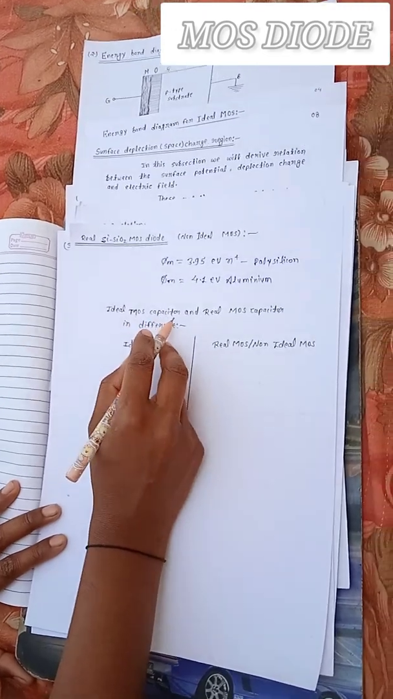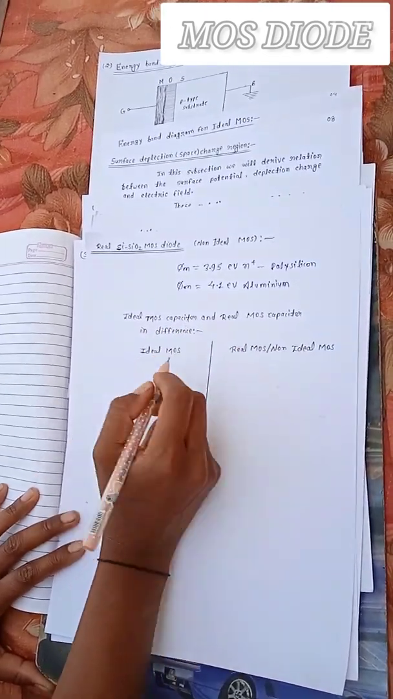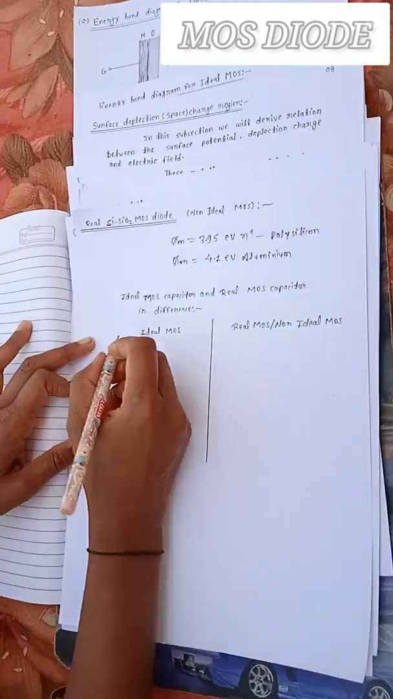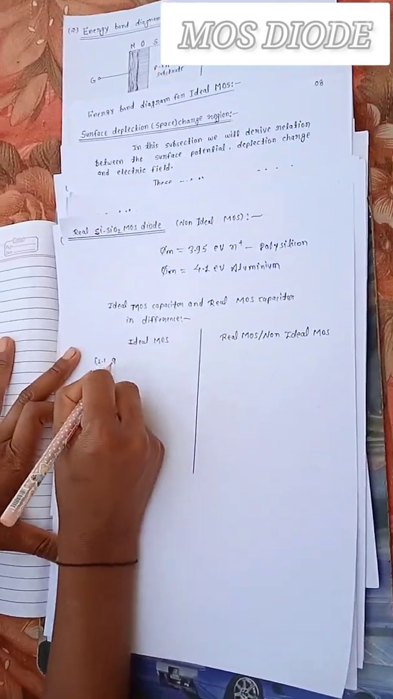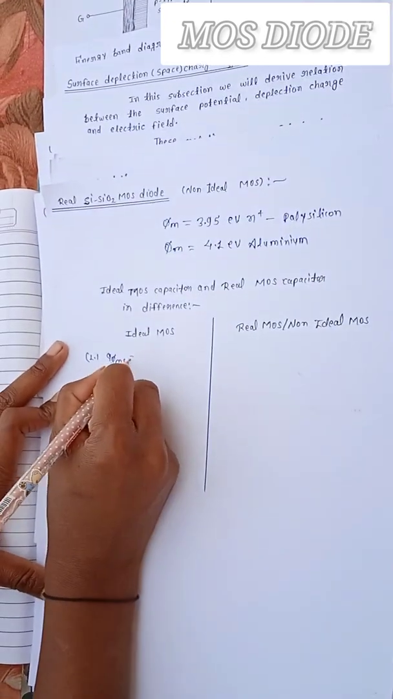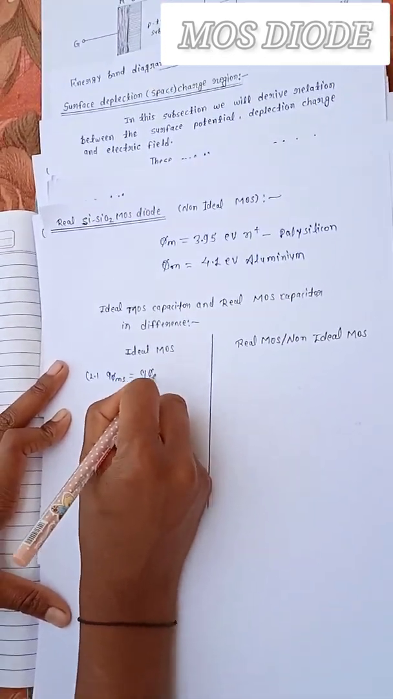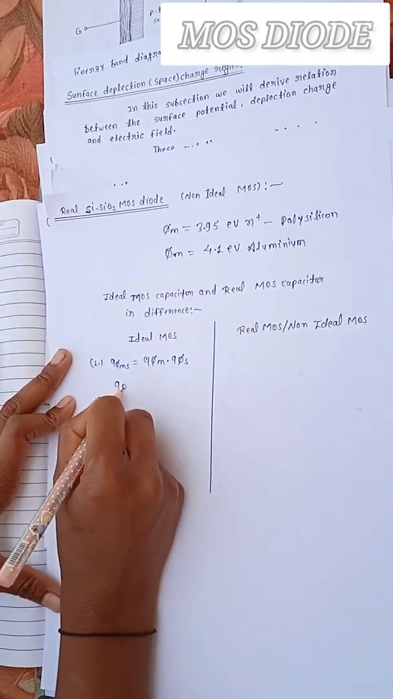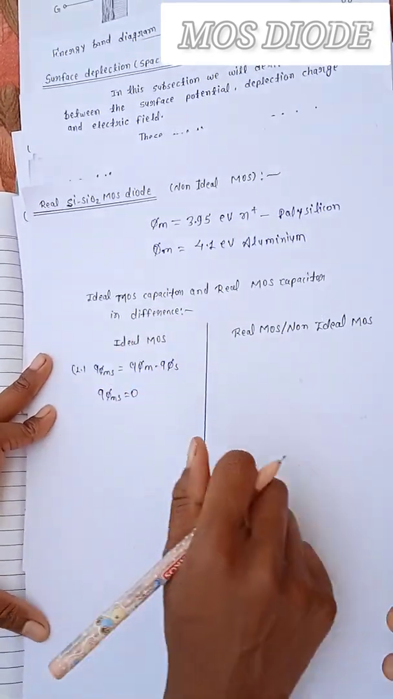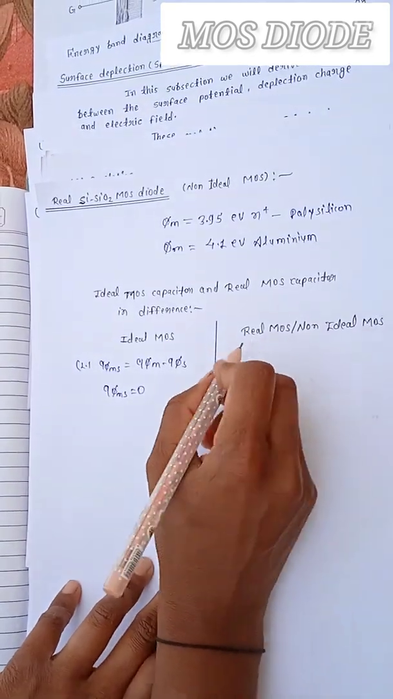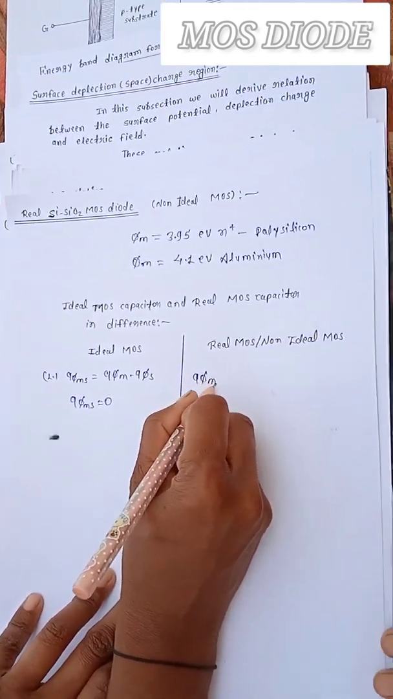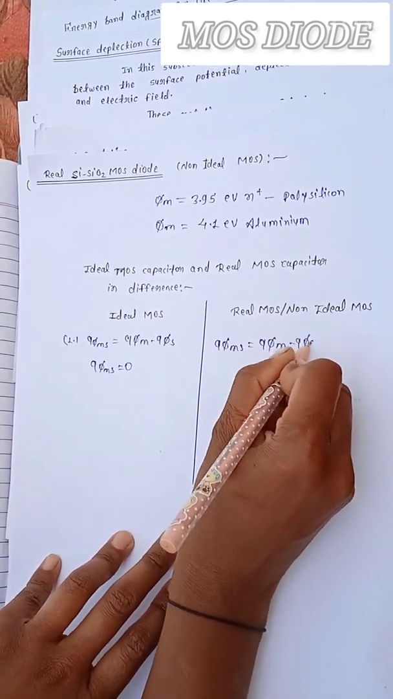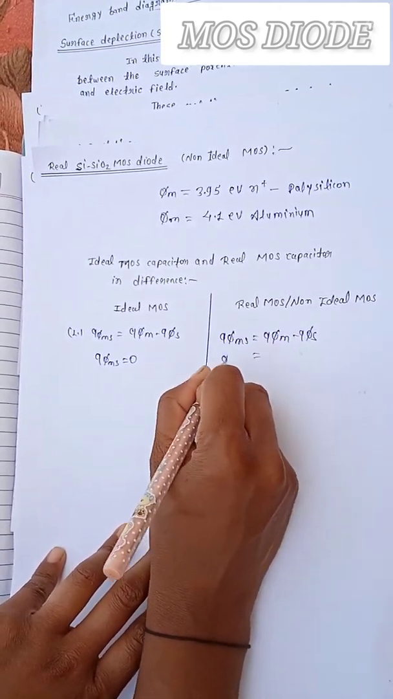And ideal MOS capacitor and real MOS capacitor differ. First, in ideal MOS, the difference between the metallic work function and semiconductor work function, Q phi m minus Q phi s, equals 0. In non-ideal or real MOS, the difference between the metallic work function and semiconductor work function, Q phi m minus Q phi s, does not equal 0.